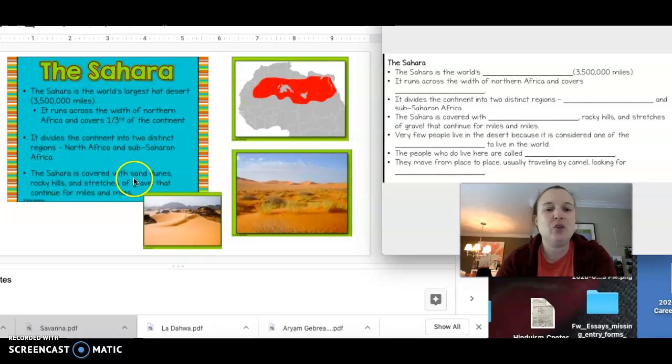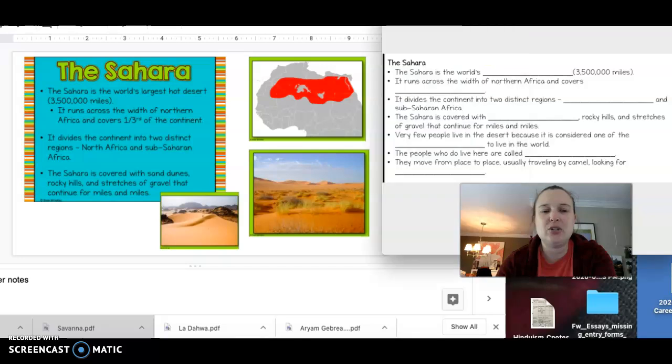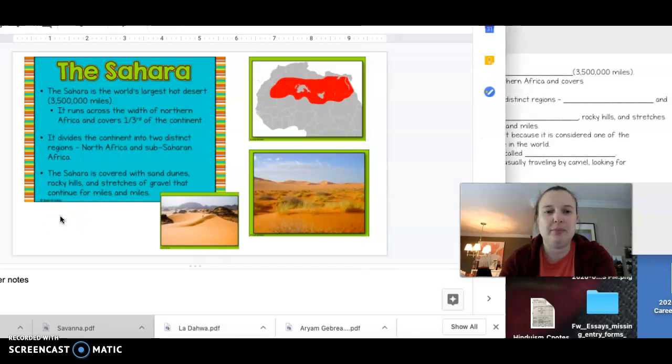The Sahara is covered with sand dunes, rocky hills, and stretches of gravel that continue for miles and miles. So that's why I put pictures of sand dunes. There's some grass, some hills, maybe some gravel, lots of rocks. But being a desert, not much is going to be growing there.